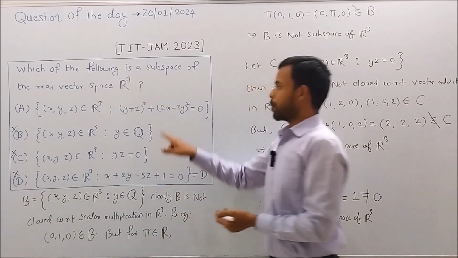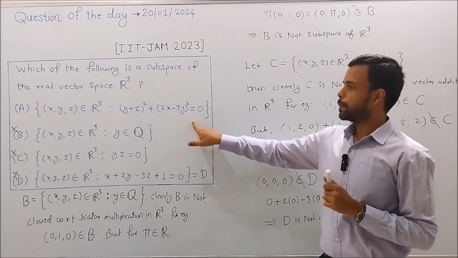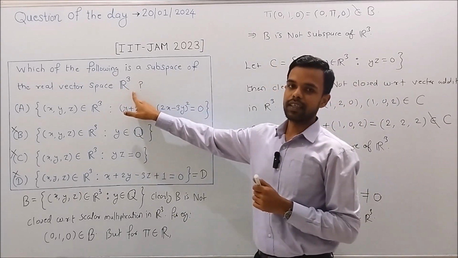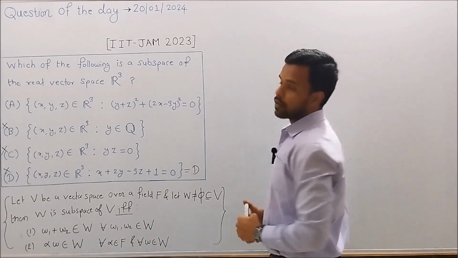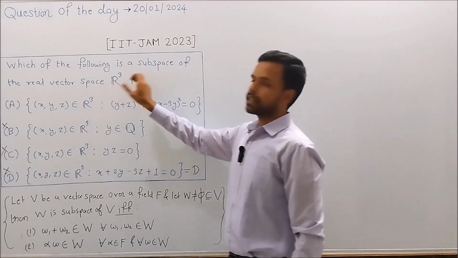So we are only left with option A, which is the answer. But we have to prove that it is a subspace of the real vector space R3. So let's prove it. Now we will show that A is a subspace of the real vector space R3.